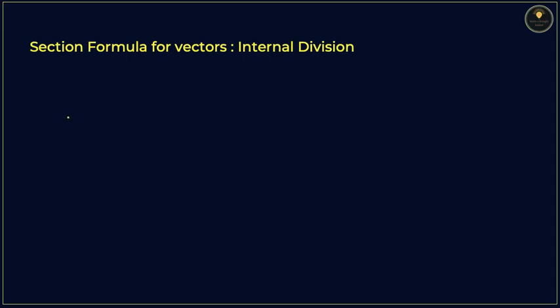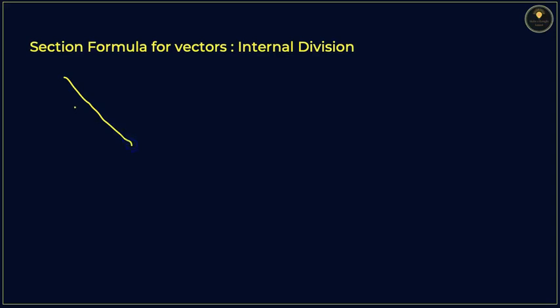We have already been through the concept of the section formula for the point (x1, y1), or we can say for the coordinates, that we have already known the section formula. Now in this session we will understand what the section formula for vectors is.